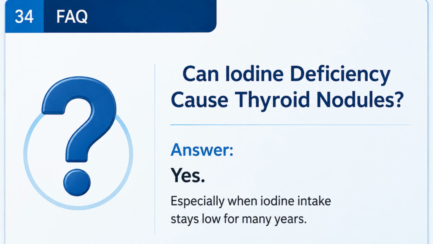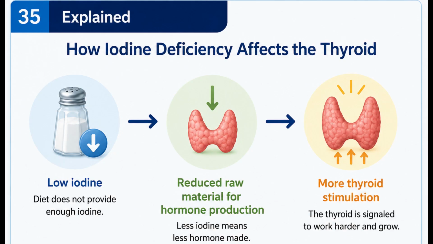Can iodine deficiency cause thyroid nodules? Yes. The thyroid needs iodine to produce thyroid hormones. If iodine intake remains low for many years, the thyroid may have to work harder to maintain normal hormone production. The gland may then receive repeated stimulation to grow. Over time, the whole thyroid may become enlarged. An enlarged thyroid gland is called a goitre.